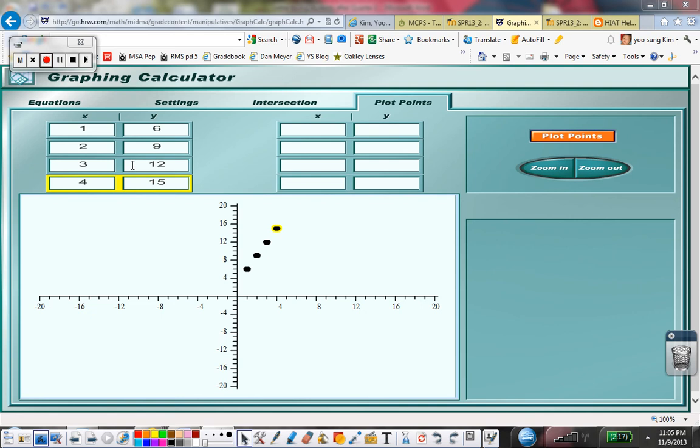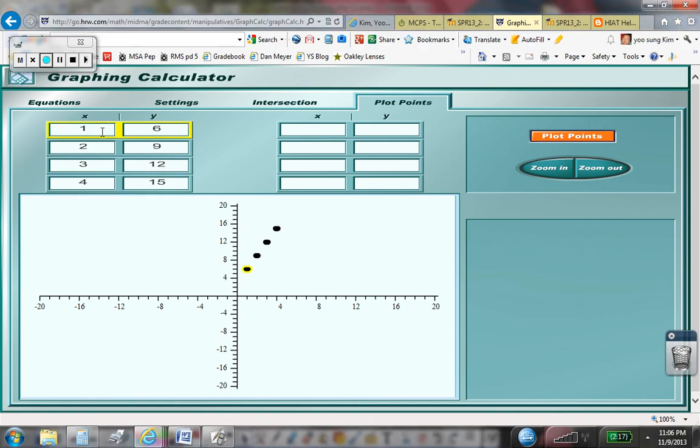Alright, so here's this graphing calculator I found, and there are my points. 1, 2, 3, 4. These are my terms, so this is the first term being 6, second term being 9, third term being 12, again straight from the sequence of numbers we just looked at. And I graphed it, and there are the 4 points. Now obviously they do line up. Now the question is, why do they line up?